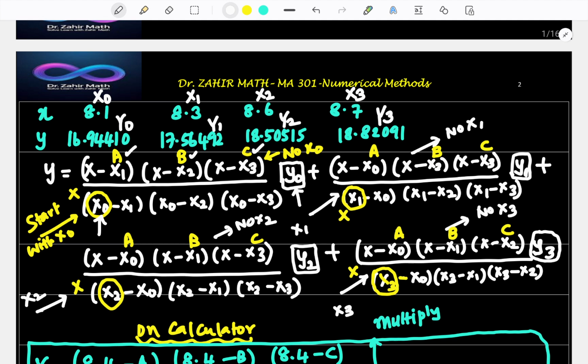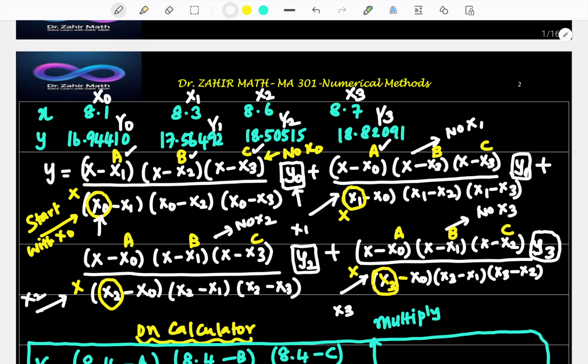Don't write anything. Just again press equal. It will give you F equals F plus Y. Don't do anything. Again press equal. It will ask A. Now you give this A value. What is your A? X0. What is your X0? 8.1.